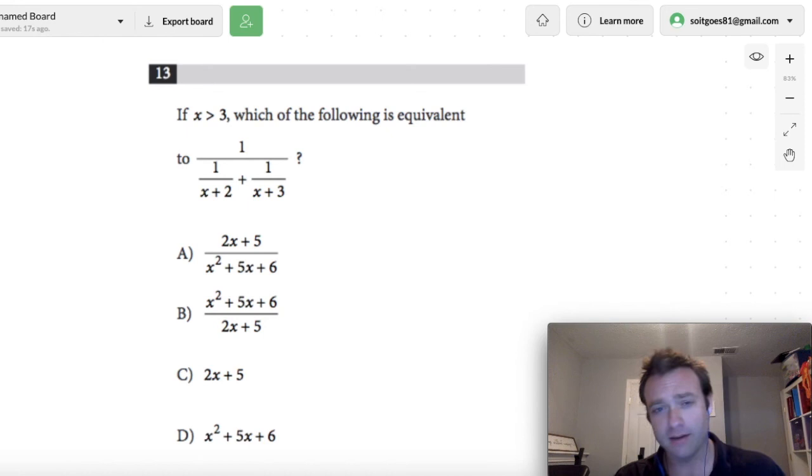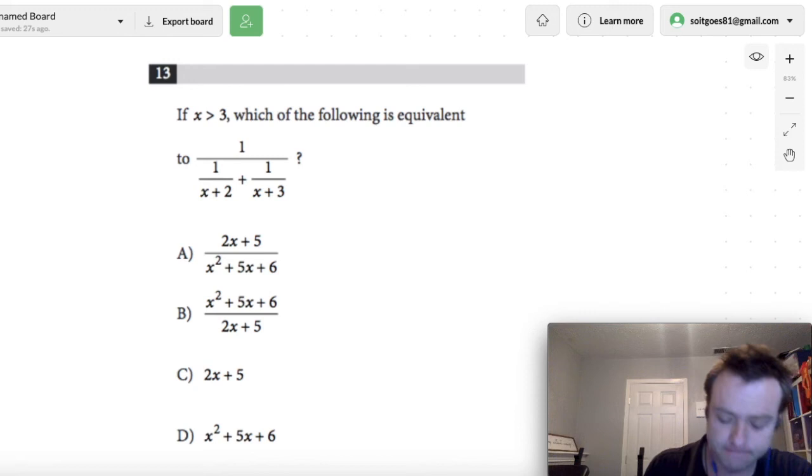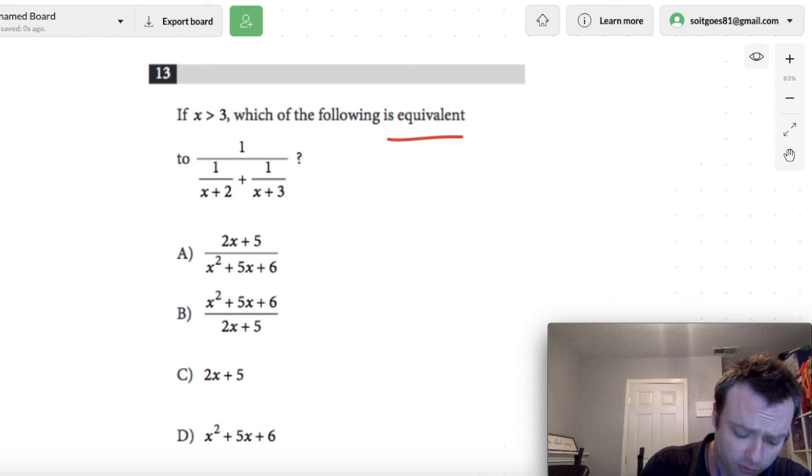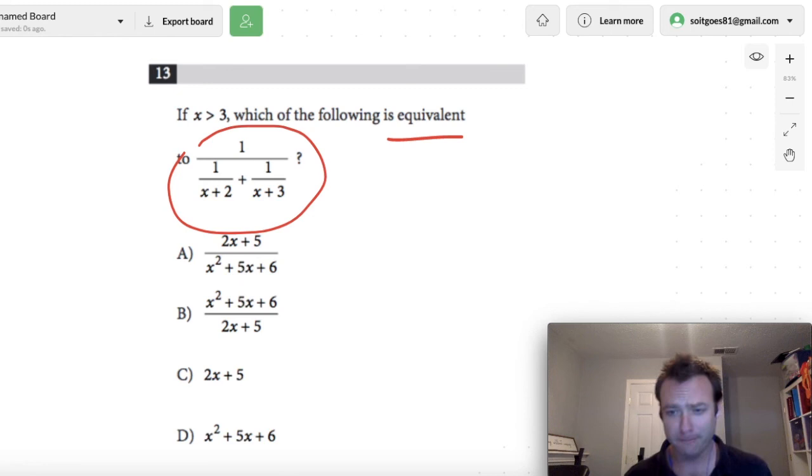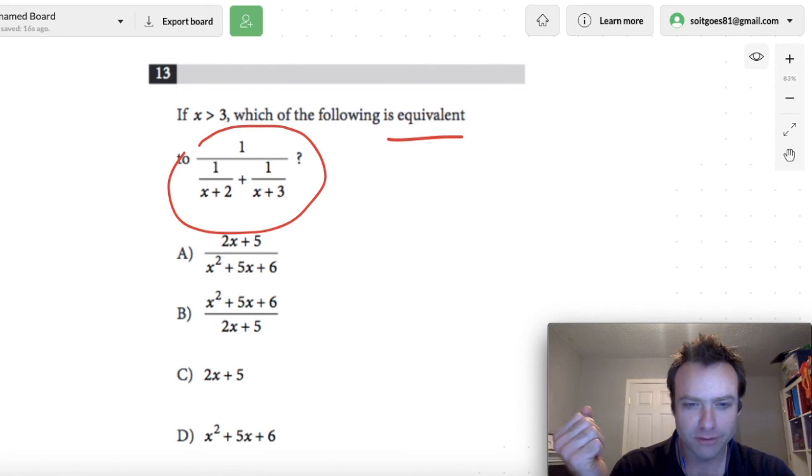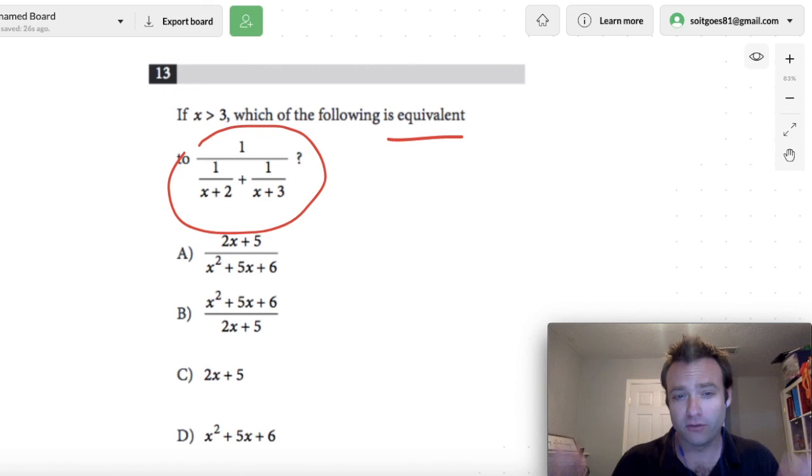Do you know what equivalent means? Equal to, right? So they're asking us which of the following expressions is the same as this guy right here, 1 over x plus 2 plus 1 over x plus 3, that whole mess. One of those answer choices, A, B, C, or D, is equal to that expression. Because it's an equivalent expression question, it doesn't matter what x is. If they're truly equal expressions, x could be anything, and they should equal each other. Does that make sense? I think so. Okay.